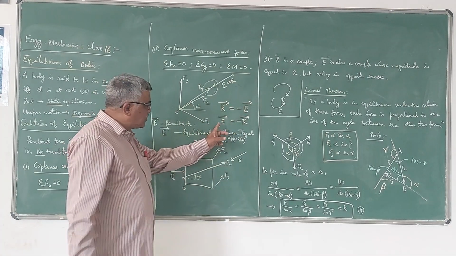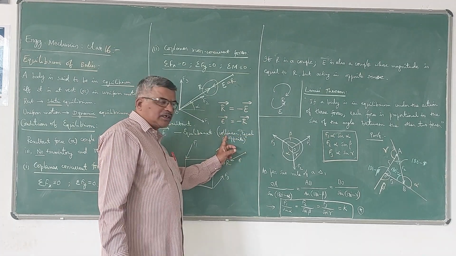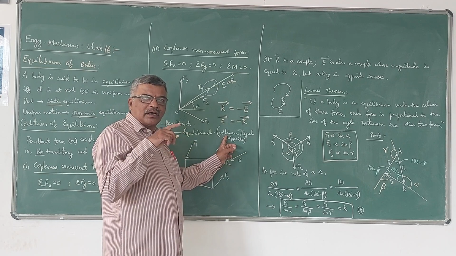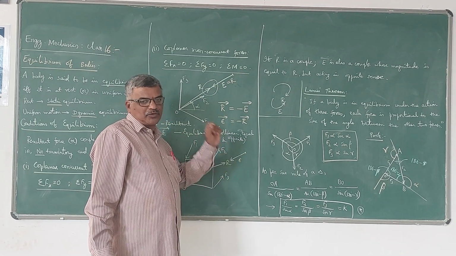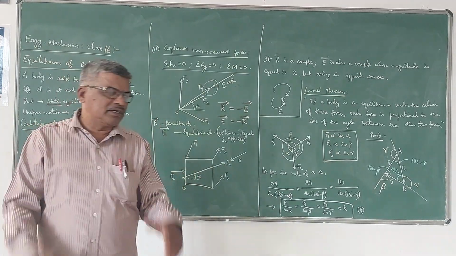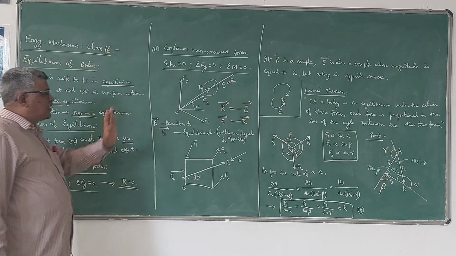So magnitude wise they are equal. Then the line of action of both resultant and equilibriant is collinear. Then the sense is opposite, so it should act in the opposite direction. So this is an example for a coplanar concurrent force system.